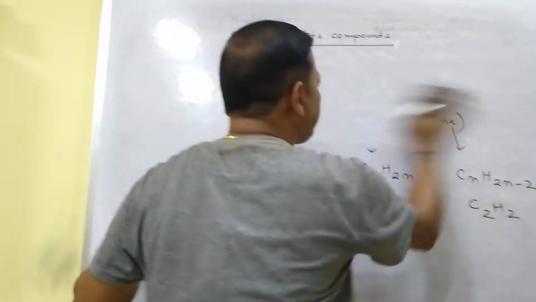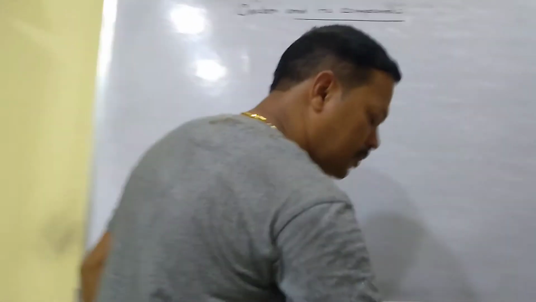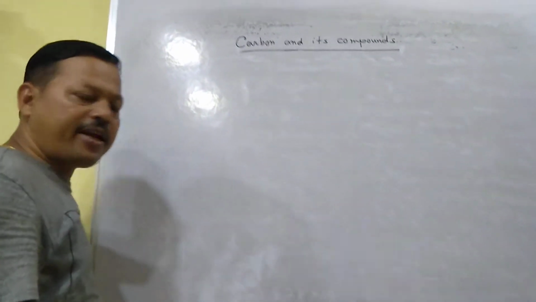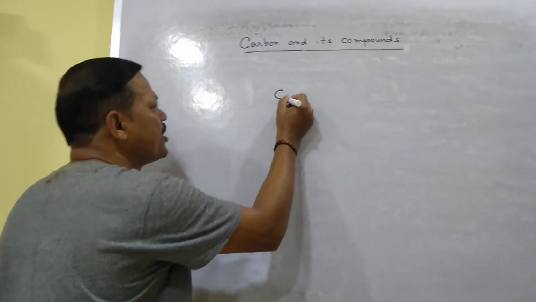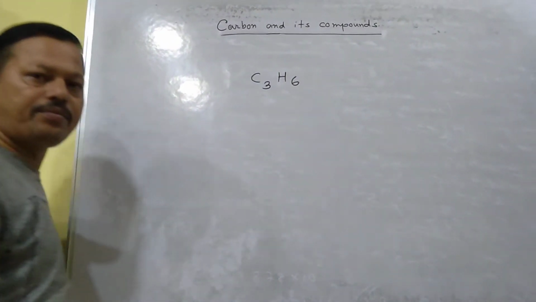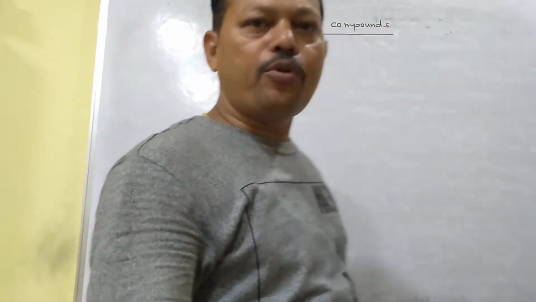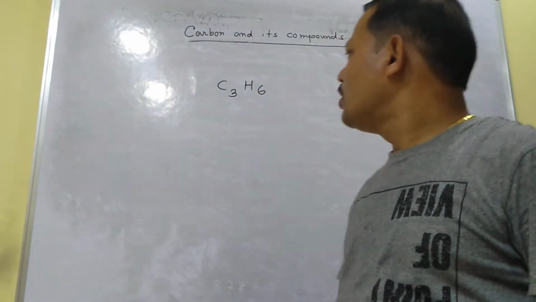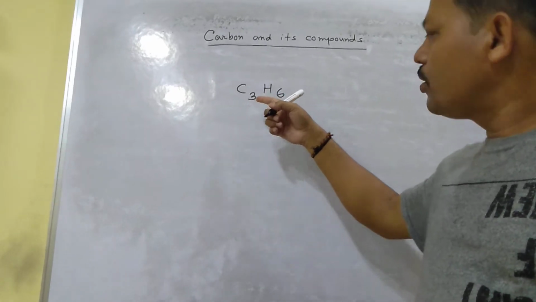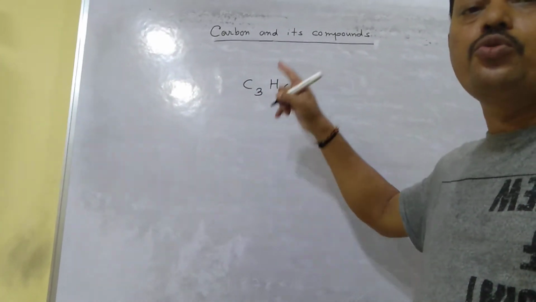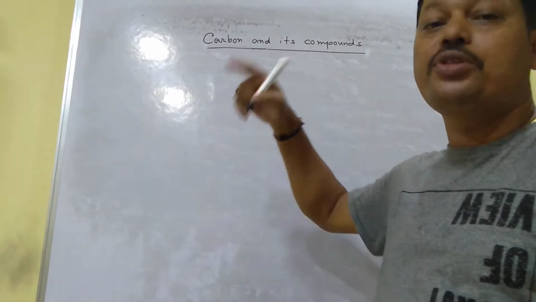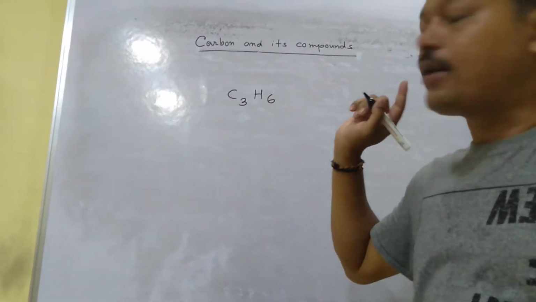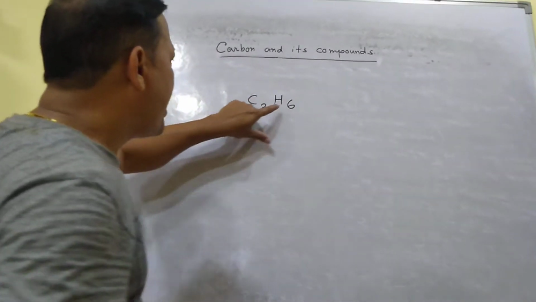So now, consider a compound whose formula is C3H6. Now if I ask you, this is one example of hydrocarbon, now you have to tell me this is alkane, alkene or alkyne. So you apply the formula, whether it belongs to CnH2n plus 2, or it belongs to CnH2n, or it belongs to CnH2n minus 2. You apply that. Here it is carbon number 3, hydrogen number 6.